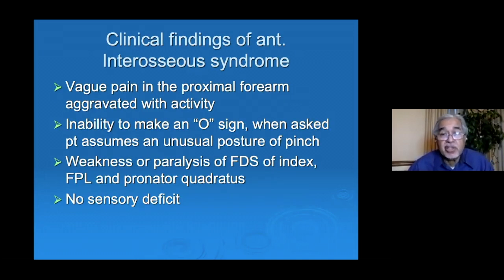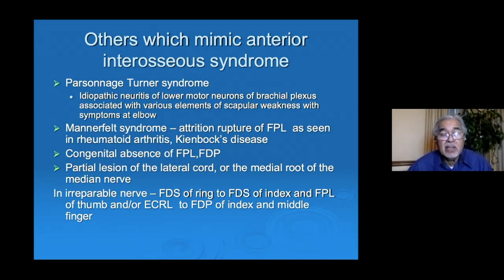Clinically, anterior interosseous syndrome presents with vague pain in the proximal forearm, aggravated with activity, and inability to make the O sign. When asked, the patient assumes an unusual posture of pinch. There is weakness and paralysis of the FDP of the index finger, the FPL, and the pronator quadratus muscle. There's no sensory deficit.